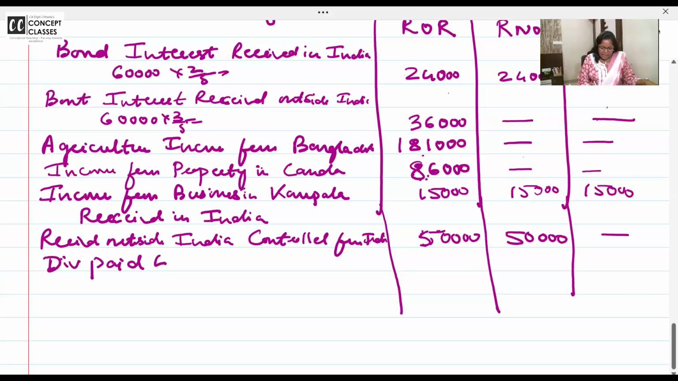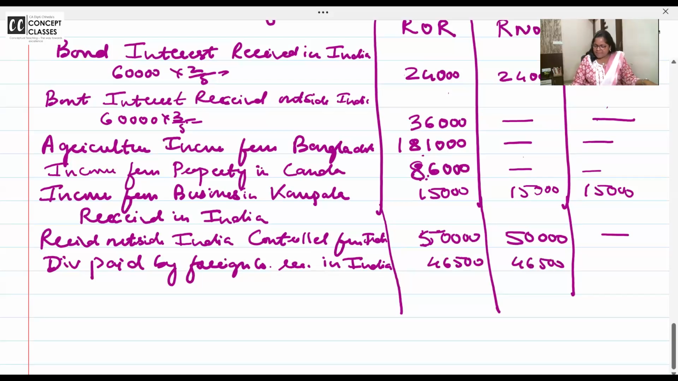Dividend paid by foreign company, received in India. 46,500. Why? Because it's received in India.